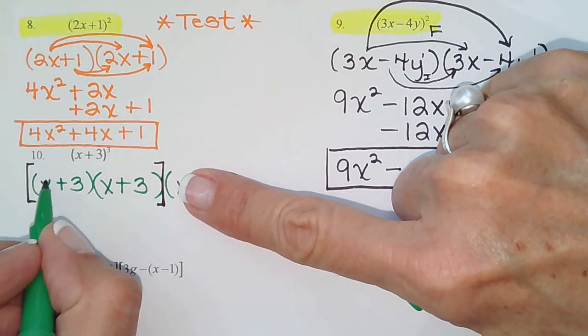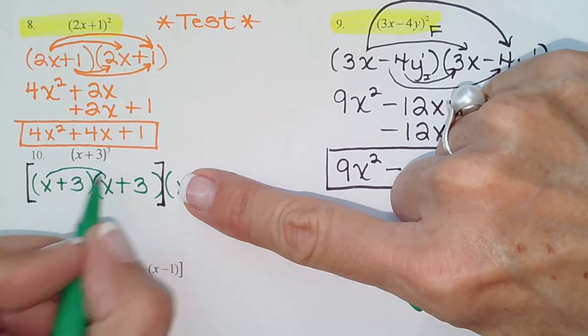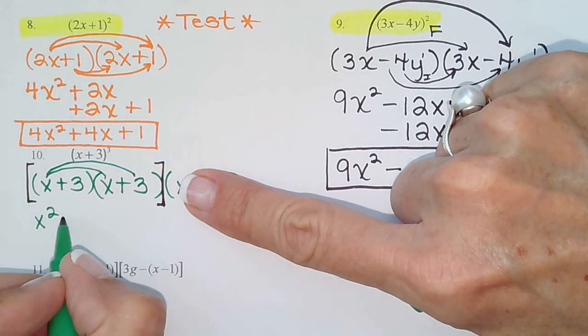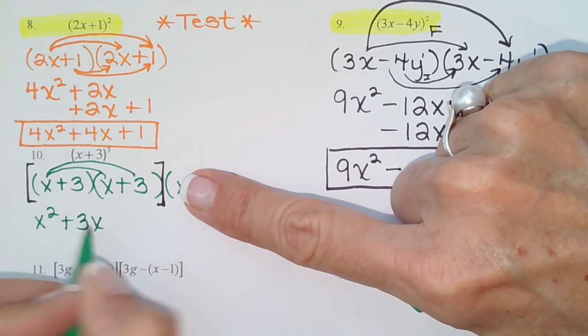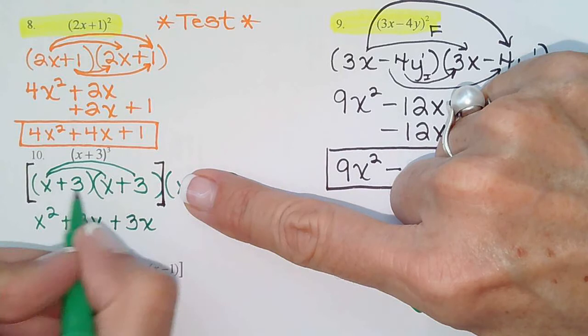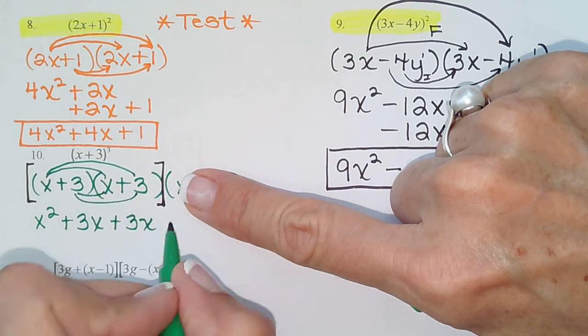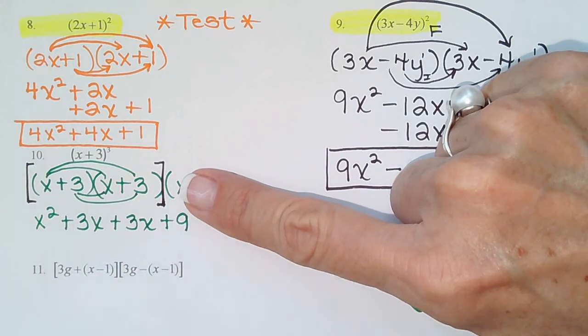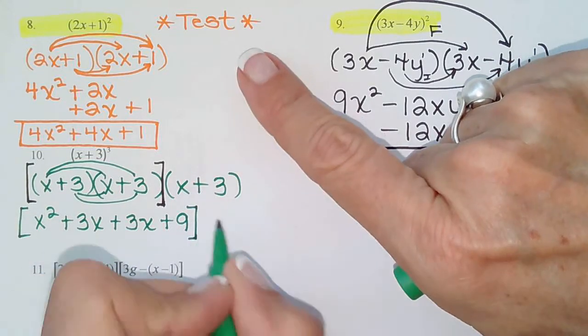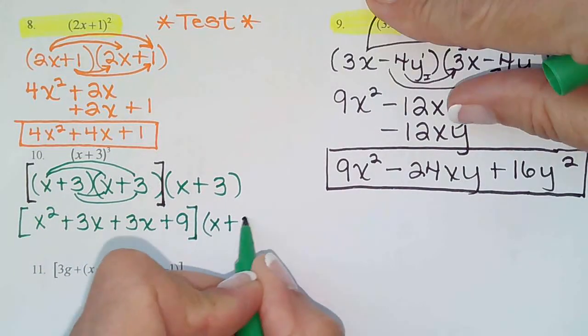So this gives me FOILing x squared, outer plus 3x, inner plus 3x, and L plus 9. So this is in brackets or parentheses, whatever you want.